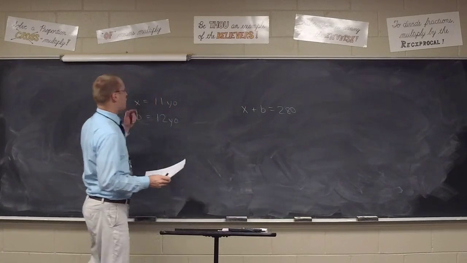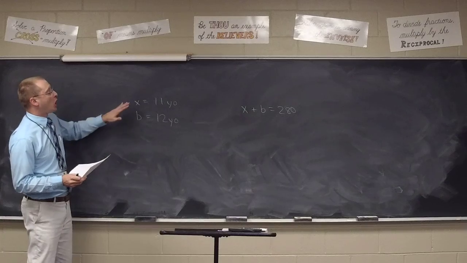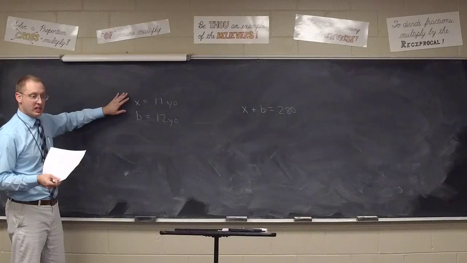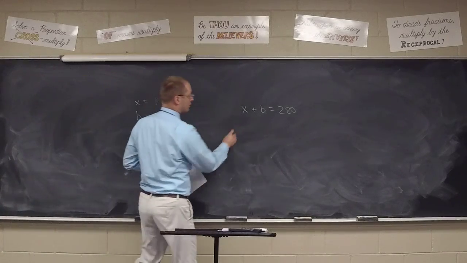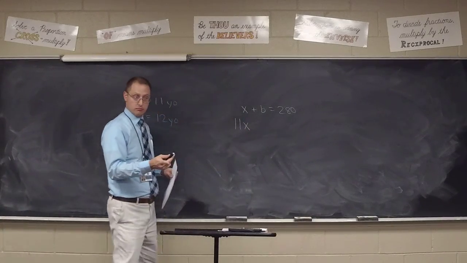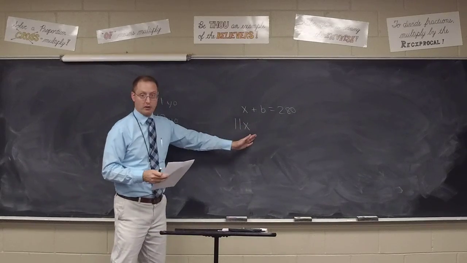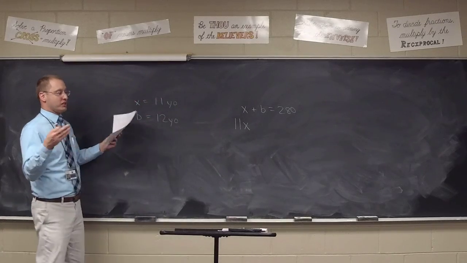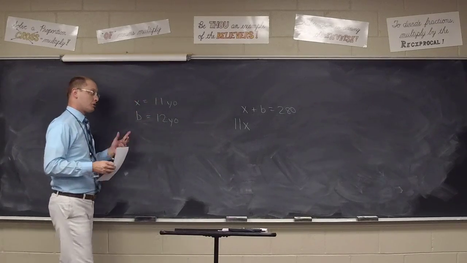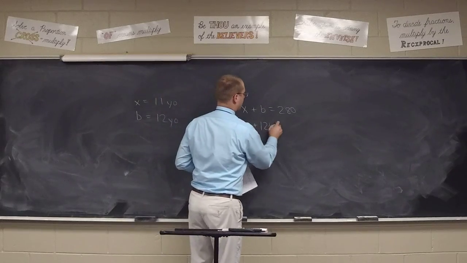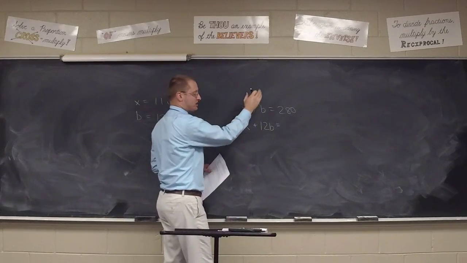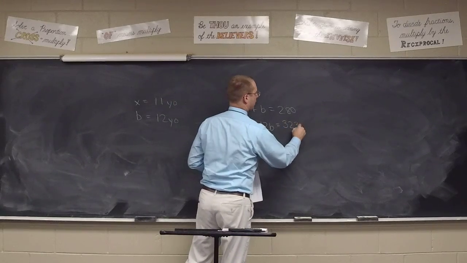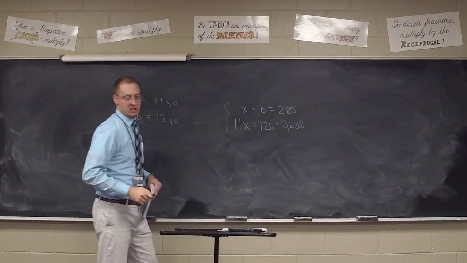Now, if we took the sum of the ages of all the 11-year-olds, since every one of them is 11, what could we get for all of their ages together? 11x, right? 11 times the number of 11-year-olds gives you the sum of the ages of all the 11-year-olds. How would we represent all the ages of the 12-year-olds put together? 12b. And if we add the sum of all the years here plus the sum of all the years here, that gives us a total number of years of 3,238. And that's the system of equations we should have set up.